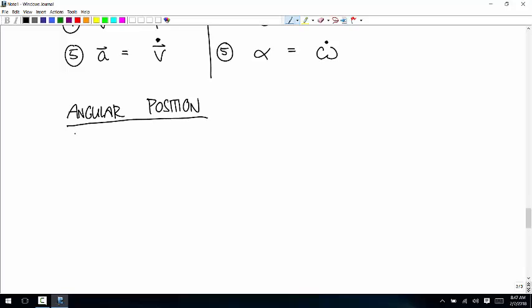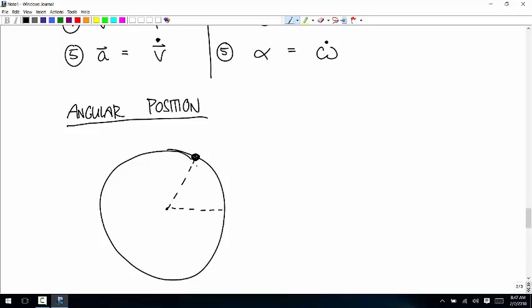So if you have an object moving in a circular path, and let's say that object is here at this instant, then draw a line from the center of the circular path to the object. The angle between this reference line and the line that the object is on is our angular position theta. The units for angular position are radians.